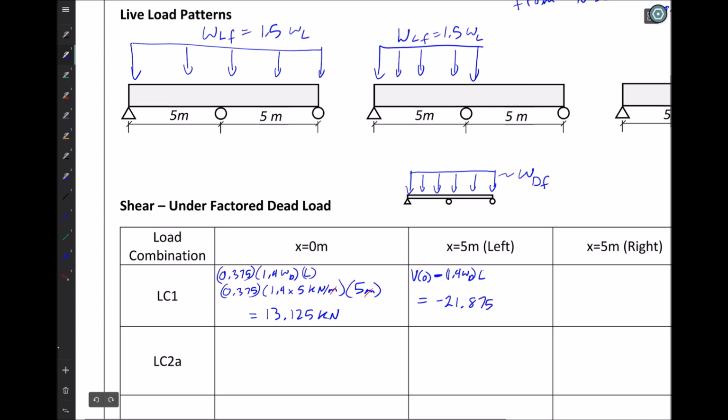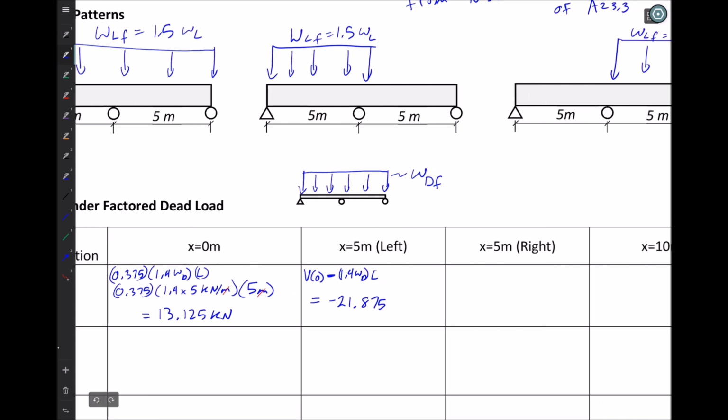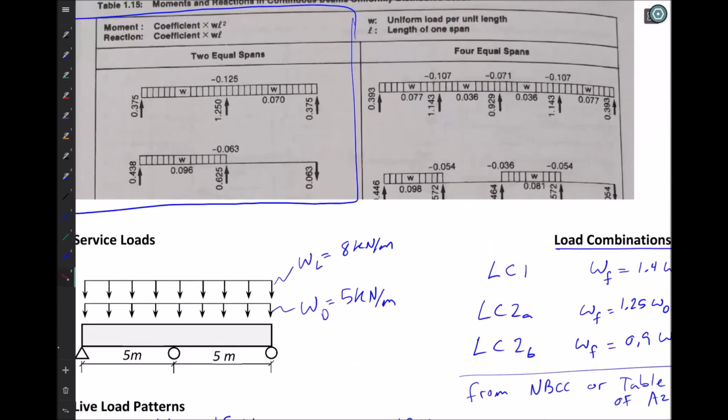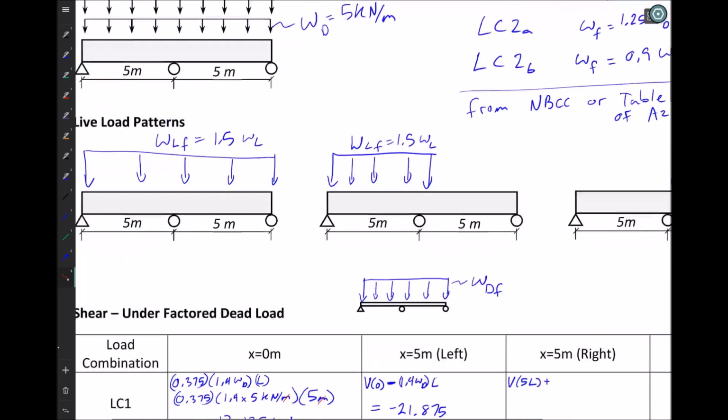21.875. And moving to the right of this, we're going to take the shear at 5 meters to the left of the support and add to that the reaction coefficient. Let's scroll back up here and take a look at that. The reaction coefficient at this point multiplied by W dead factor times L.